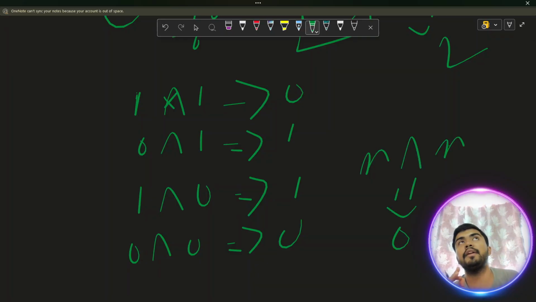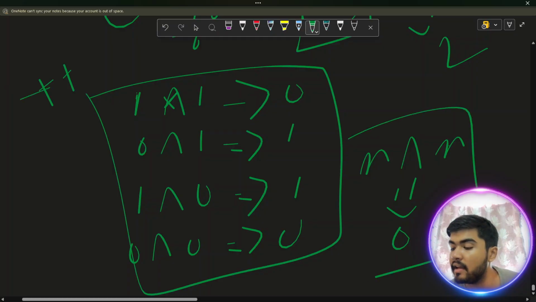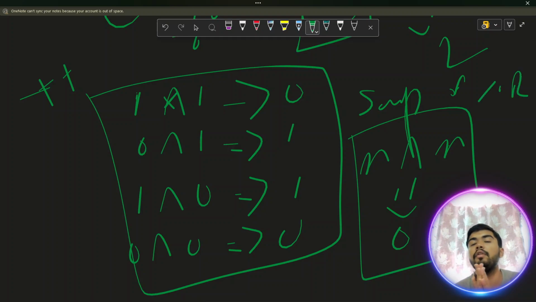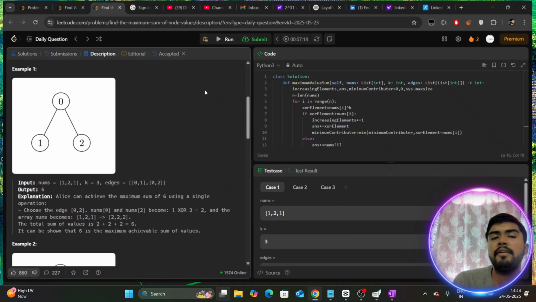If both the numbers are set bit at a particular position, that is the truth table. That is the XOR truth table we have, and that is a speciality of XOR. If you do XOR of two same numbers, it becomes 0. The output is 0. With these couple of things, I think we should be able to solve this particular problem.